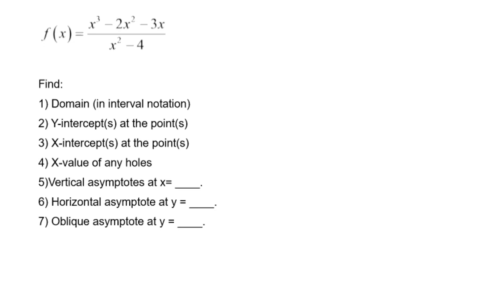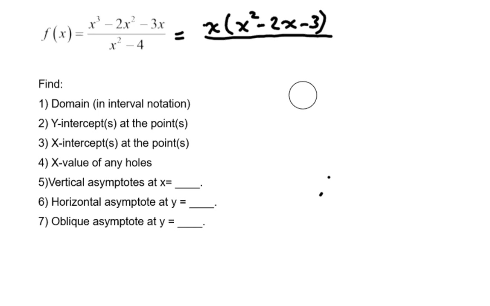The first thing that we should do is to factor both the polynomial in the numerator and the polynomial in the denominator so that we can clearly see a lot of things that will help us find the answers. The numerator here has a common factor of x, so I'm going to go ahead and bring that out first. And that leaves me with a quadratic polynomial times x. And I know how to factor quadratic polynomials, so that's convenient.